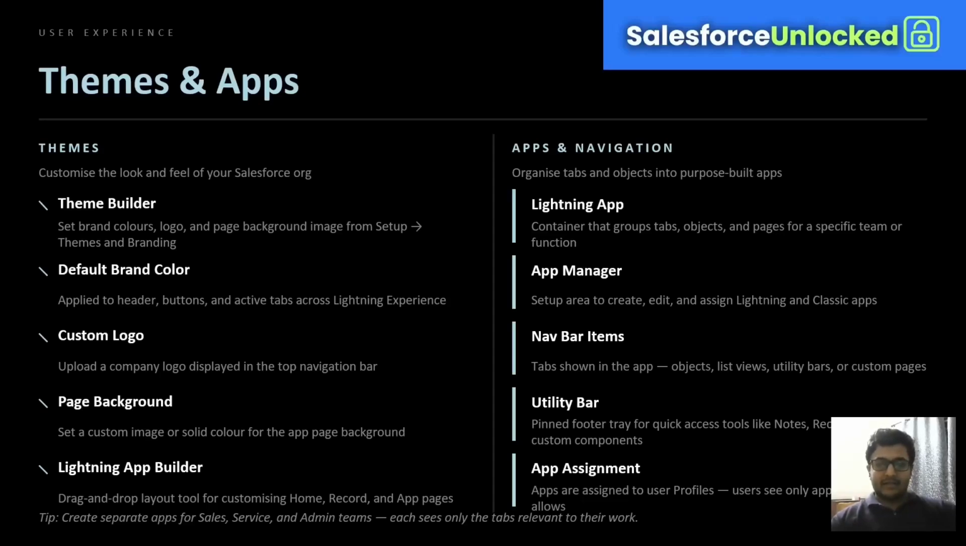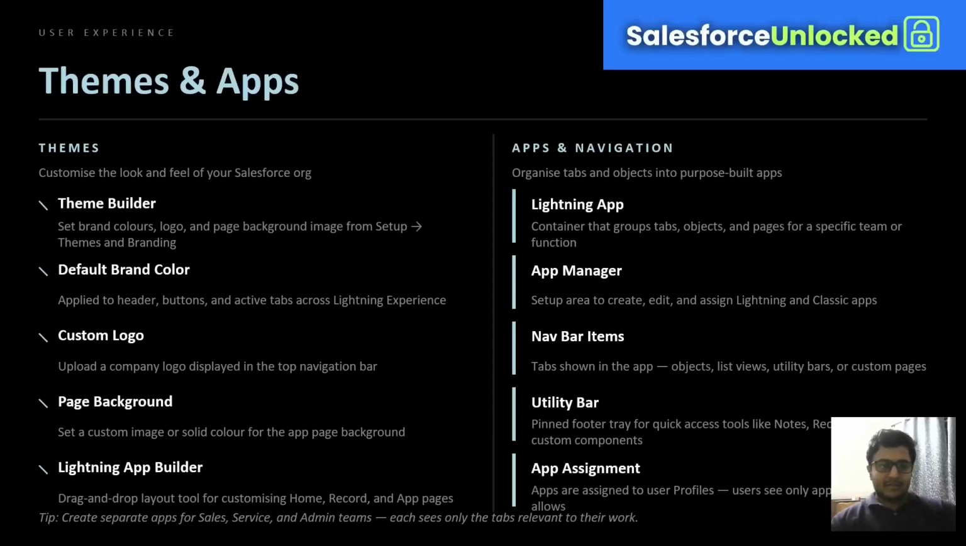So theme is the central tool. From there, you can set your brand color, upload a logo, and choose a background image or color for the app pages. Then comes the default brand color. It is the most impactful setting, and it flows through the entire Lightning interface, changing the color of the top navigation bar, active tabs, buttons, and selected states, so users immediately see your company's branding rather than the Salesforce default blue.